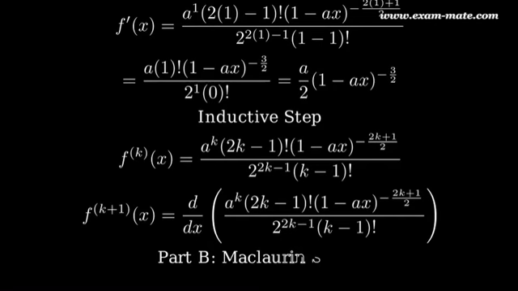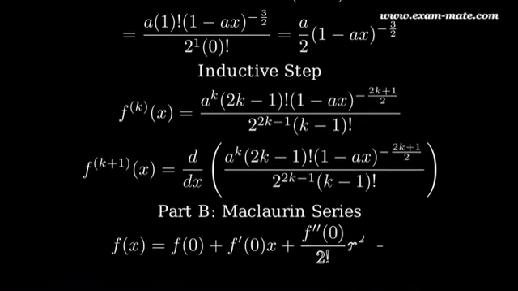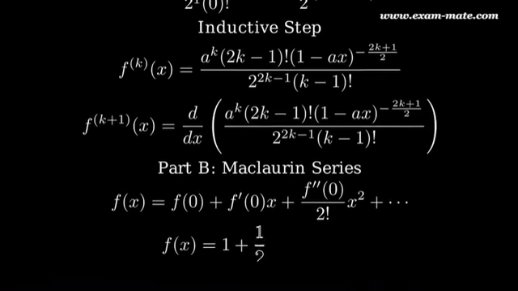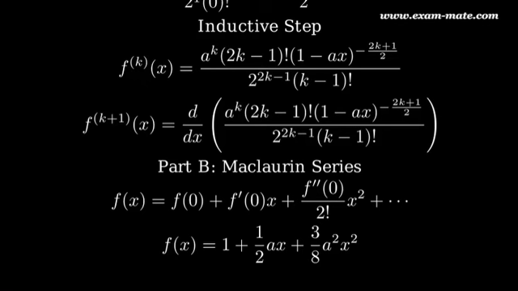Moving on to part B, we need to find the Maclaurin series up to the x squared term. Using our formula from part A and evaluating at x equals 0, we get 1 plus 1/2 x plus 3/8 a squared x squared. For part C through E, we'll use this series too.